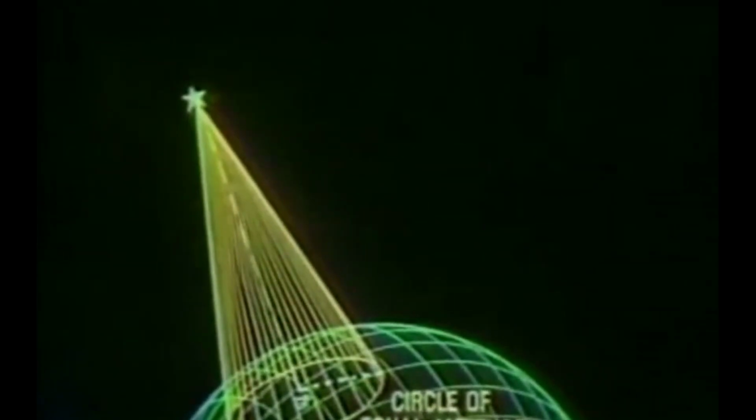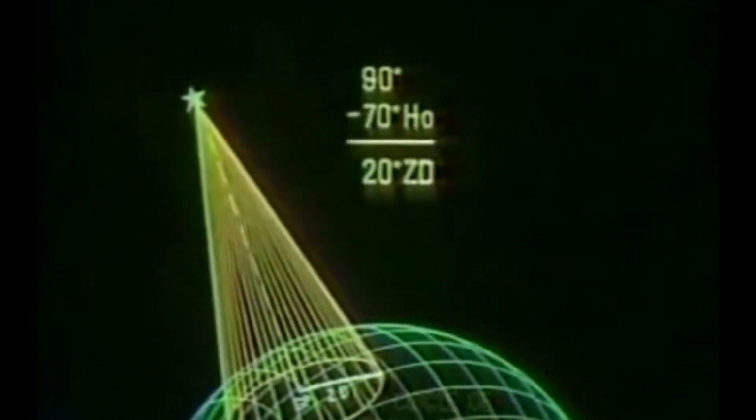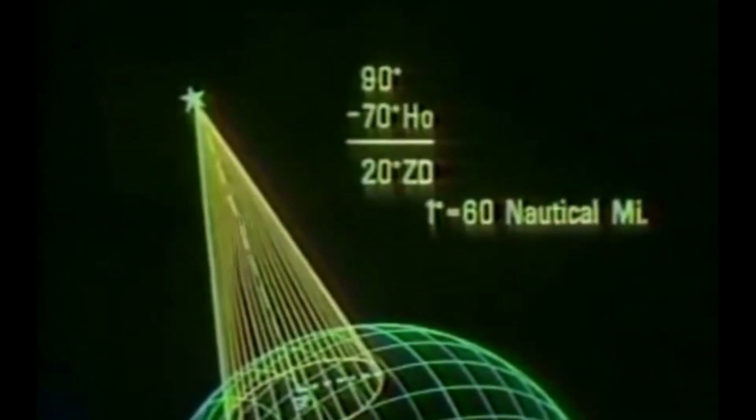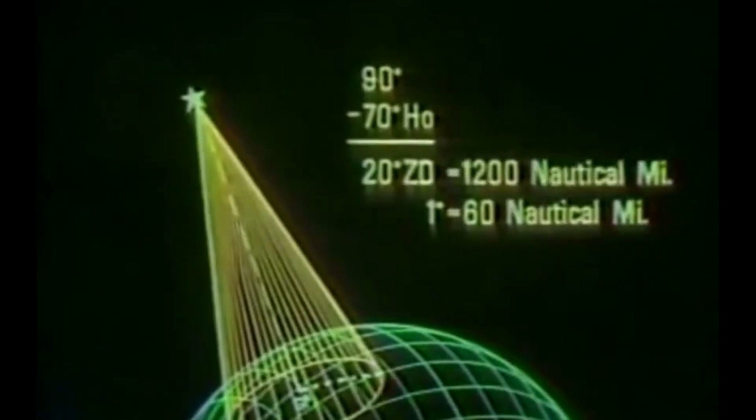To find out how far away you are in nautical miles, merely compute the zenith distance. 90 degrees minus 70 degrees observed altitude equals 20 degrees. Therefore, 20 degrees arc distance separates your position on Earth from the GP of the star. Since 1 degree equals 60 nautical miles, you are 1,200 miles from the GP of the star.